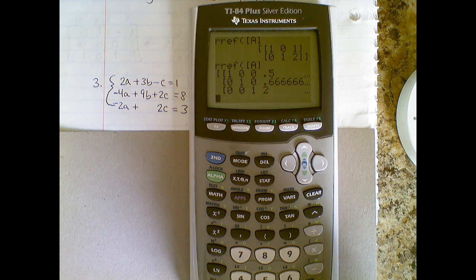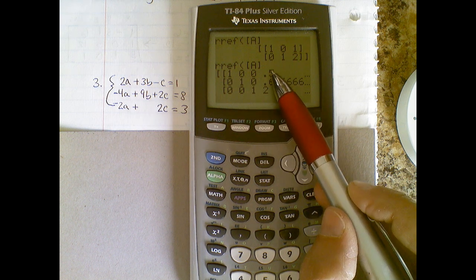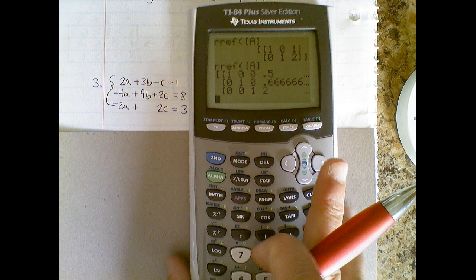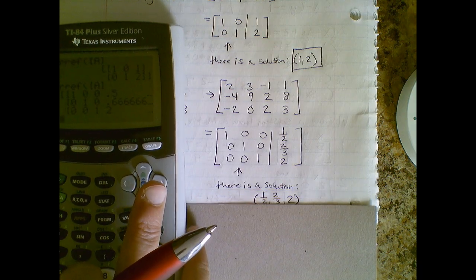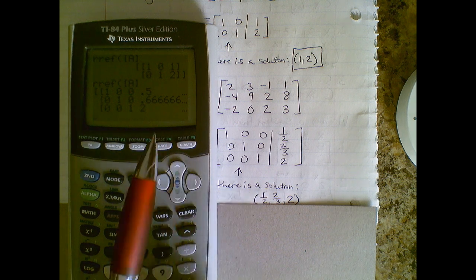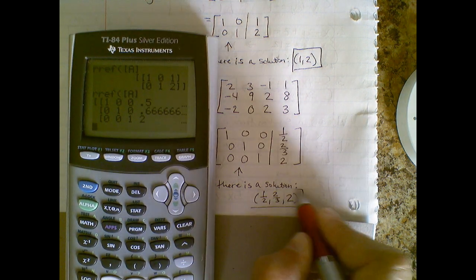Okay, and so this tells us there is a solution. The ones are diagonal, zeros are everywhere else, and this is our A, B, and our C. So our A is a half, or 0.5, our B is 0.6 repeating, or 2/3, and our C is 2. So then that is our answer. You can put it as a fraction or a decimal.